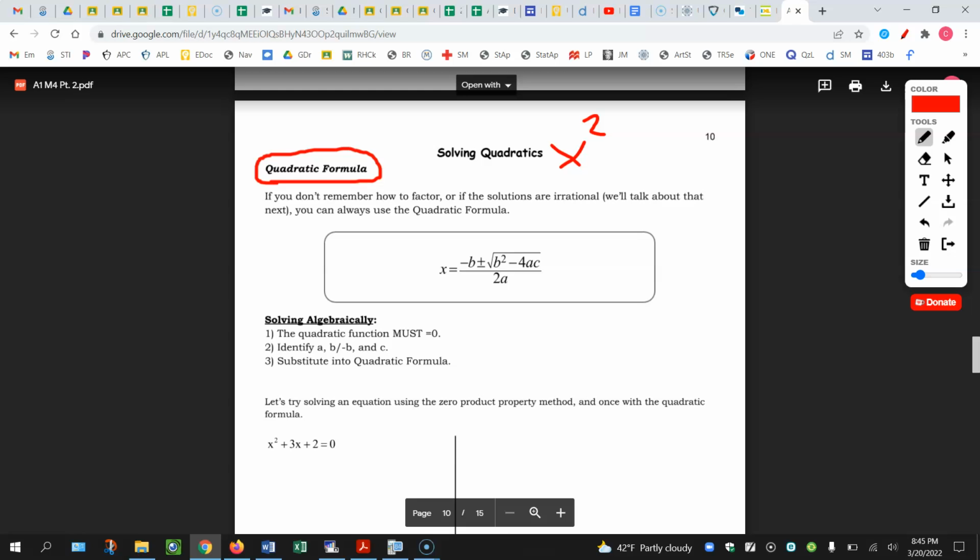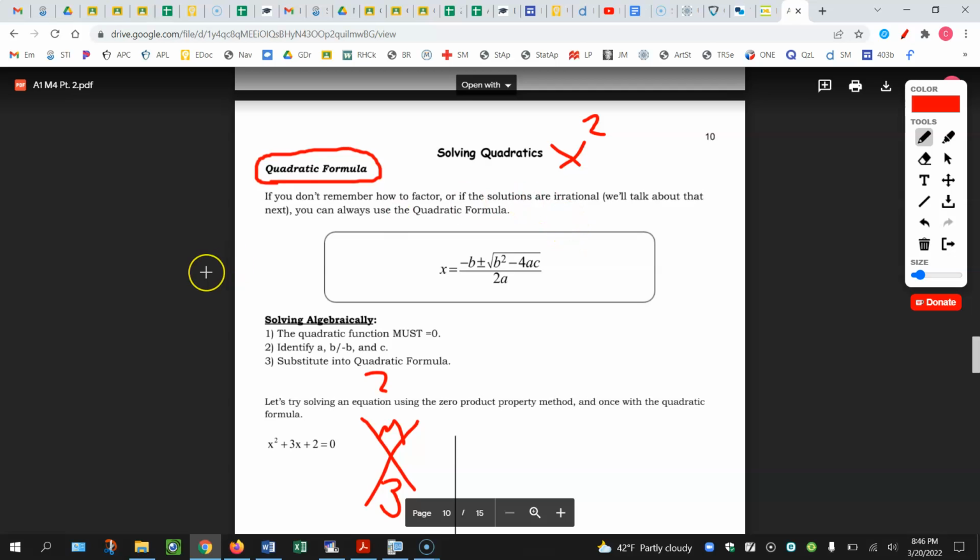So what we're going to find out is you can't always use the zero product property. Like here, you need numbers that multiply to 2 and add up to 3: 2 and 1. That works. We can do the zero product property after we factor to solve this equation, but that's not always the case.